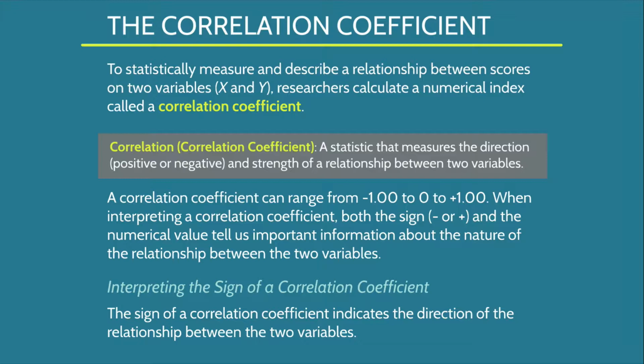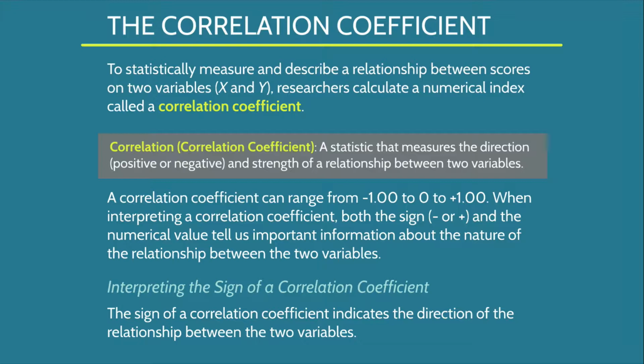To statistically measure and describe a relationship between scores on two variables, researchers calculate a numerical index called a correlation coefficient. A correlation coefficient can range from -1 to 0 to +1. When interpreting a correlation coefficient, both the sign, whether it's negative or positive, and the numerical value tell us important information about the nature of the relationship between the two variables.